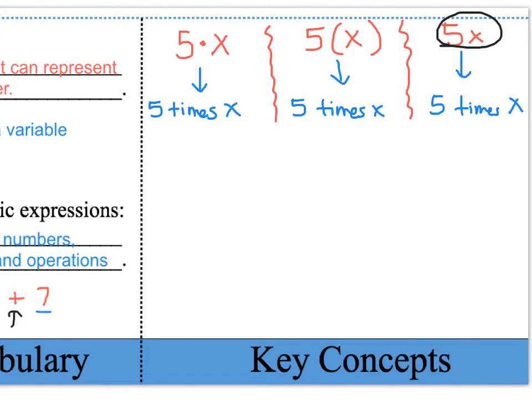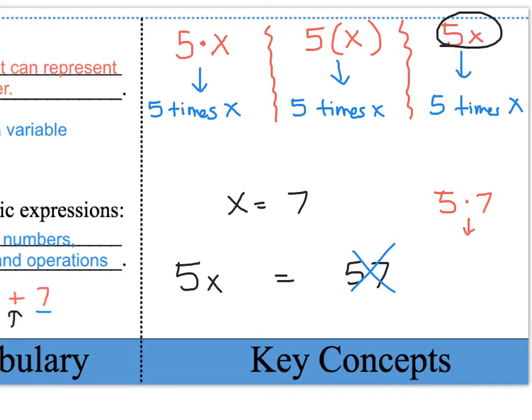So what happens if I say x is equal to 7? One thing that people do is, if I have 5 and x, they replace the x with 7, but they make it look like 57. That is not the correct way to do it. The correct way is you take 5 times the value of x, which is 7, and then you multiply it. So in this case, if x was equal to 7, my algebraic expression would equal 35. But variables make your algebraic expression change.